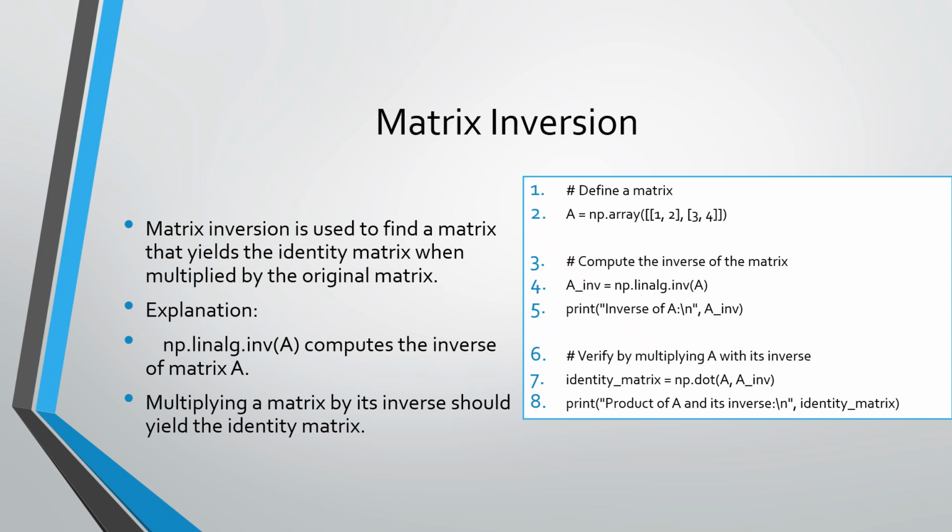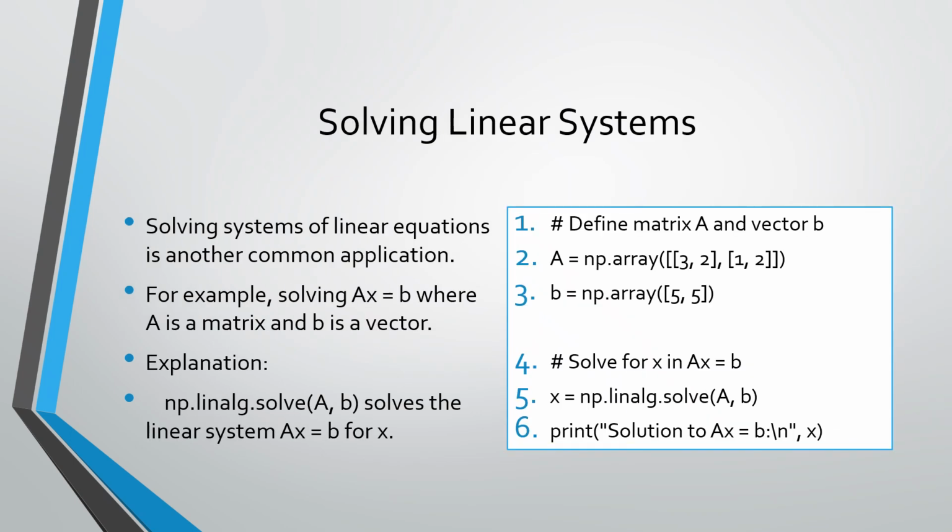and then we print the result. To verify that the function gives the correct result, we can multiply A with its inverse. By applying the np.dot function, we can multiply A and A inverse and check whether it gives the identity matrix.